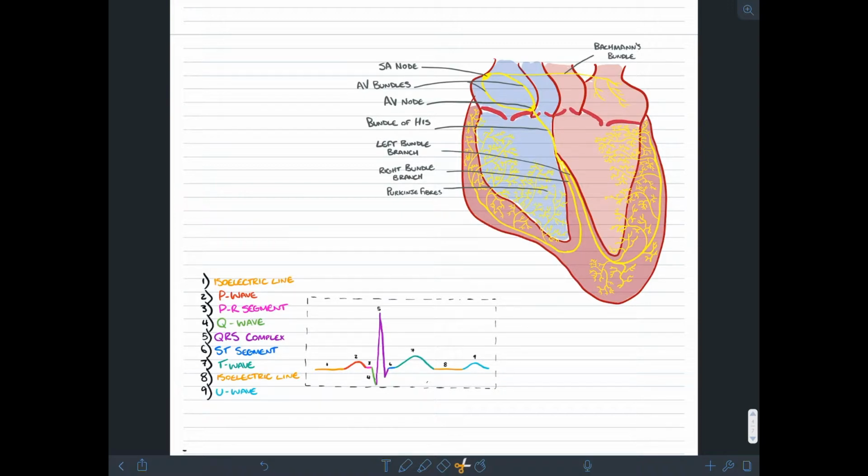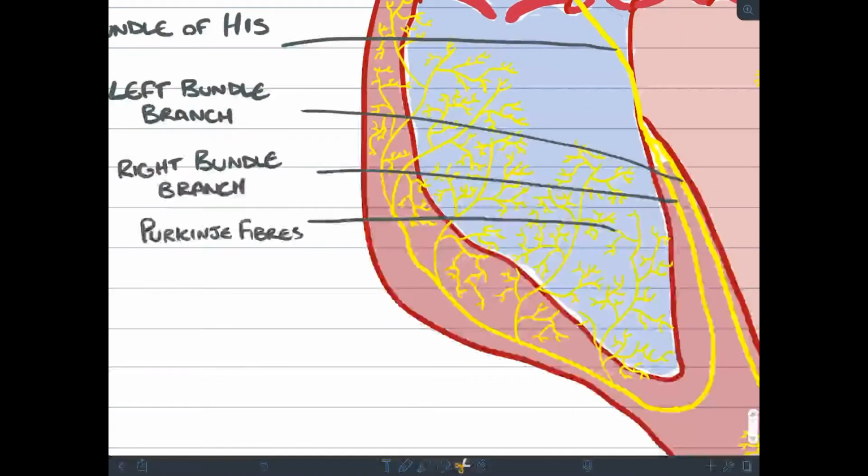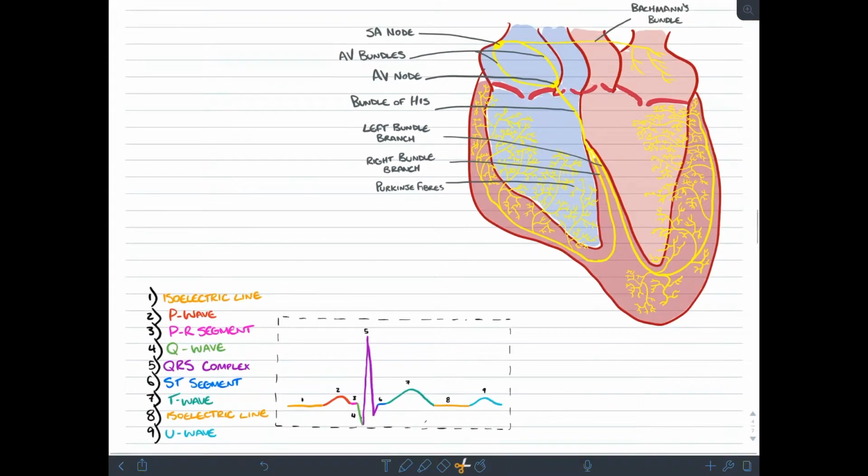A lot of students actually don't know what a U wave is, and really a lot of scientists and researchers don't really know either. But the best guess is that a U wave is the repolarization of the more distal portions of the Purkinje fibers. So for those guys right up here to repolarize takes a bit longer. We're not quite sure why there's an isoelectric line between the two.